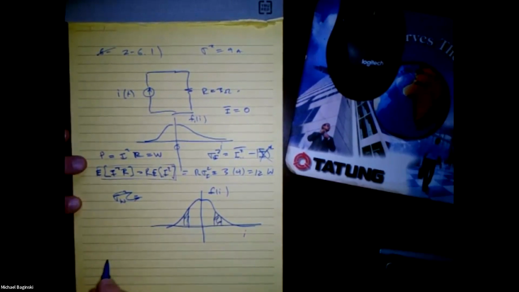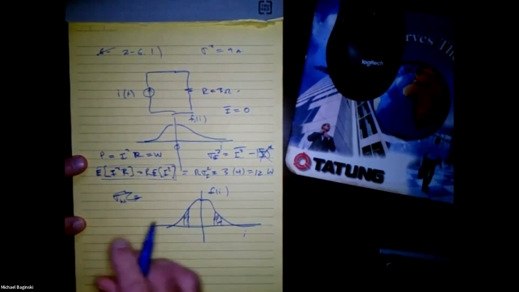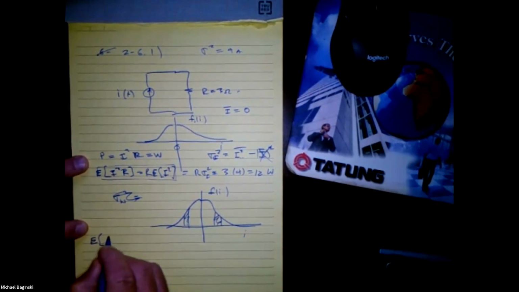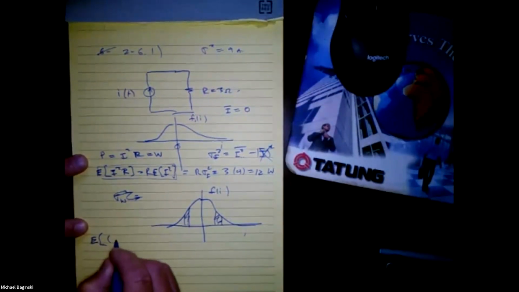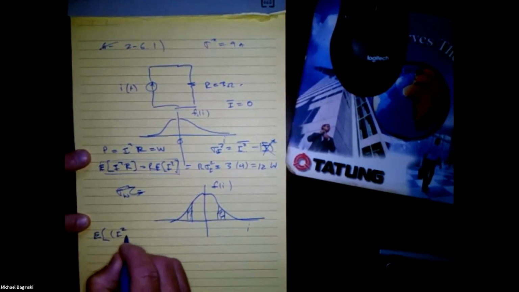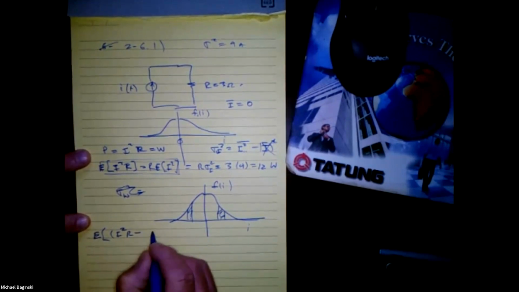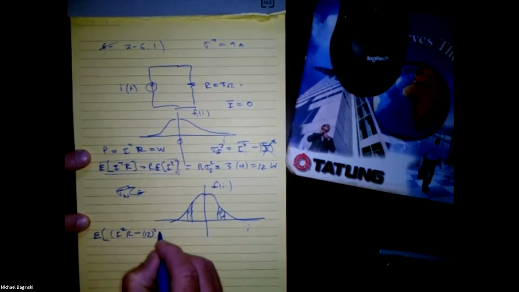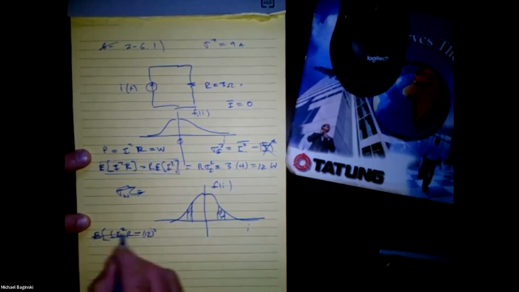But instead of that, since it asks for the variance of the power dissipated, what we want is the expected value of I squared R minus the mean value squared of the power, which is 12, so I'll just put minus 12 squared. Excuse me, I'm doing it wrong.